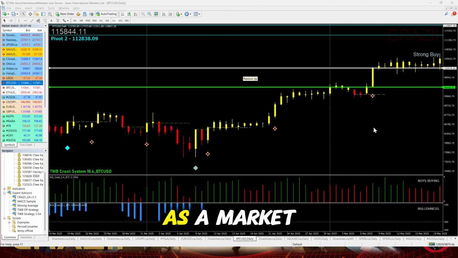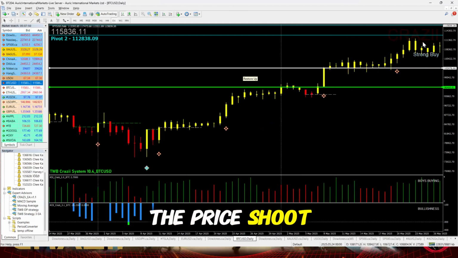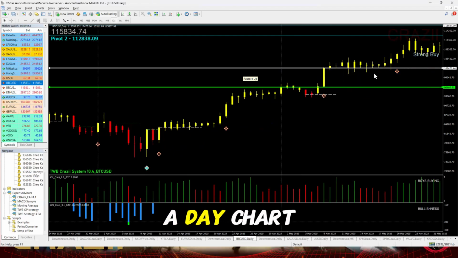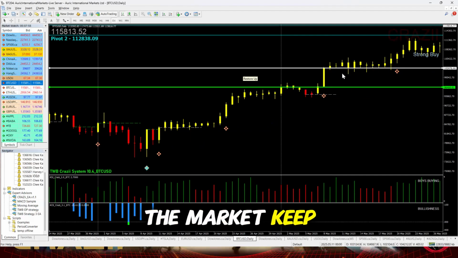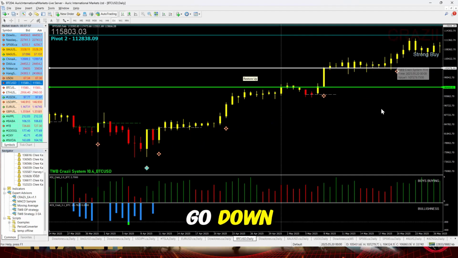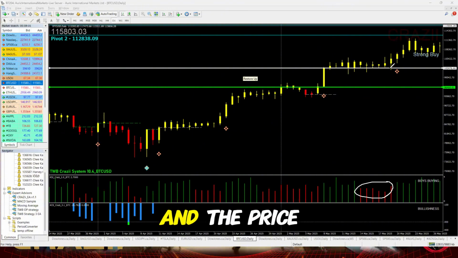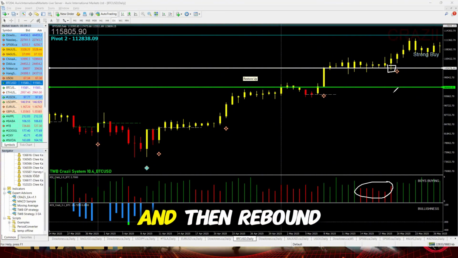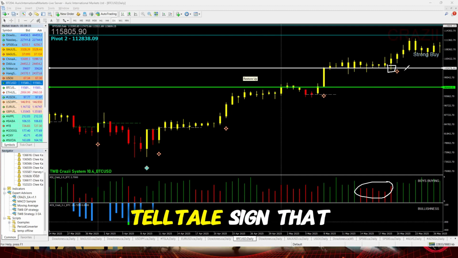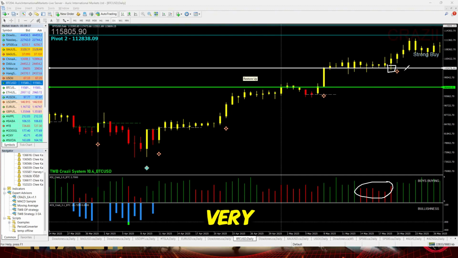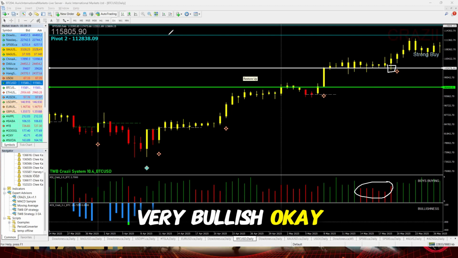Now let's take a look as the market moves, bang, the price shoots up. So with this type of trading in a day chart, watch out. If you see the market keep on touching the line but then doesn't go down, especially after a series of red KSI, and the price purposely comes down and then rebounds, this is a telltale sign that the market is very, very bullish. Okay, got an idea?